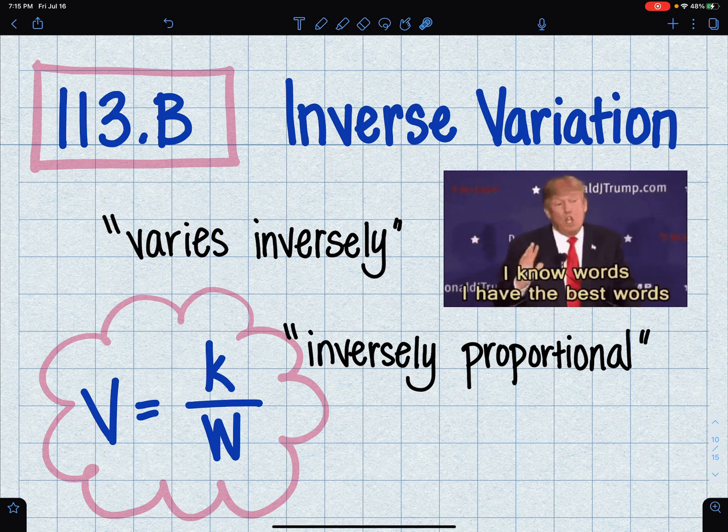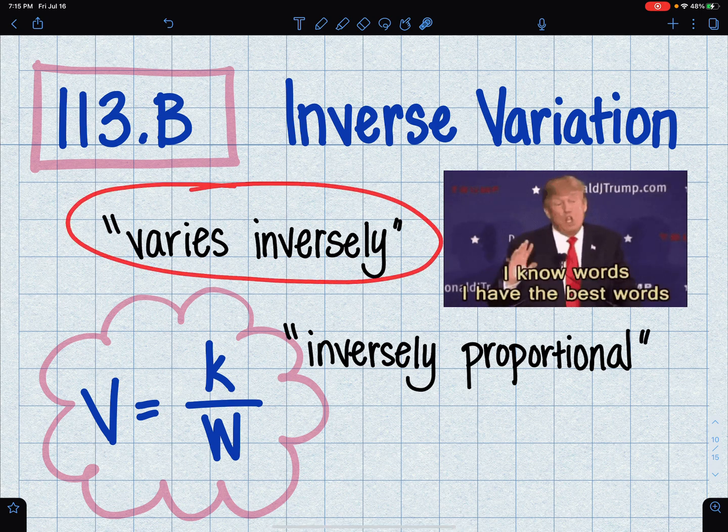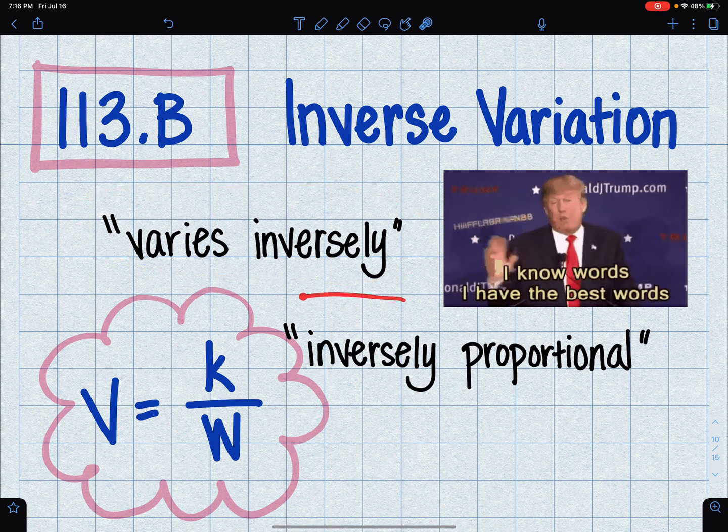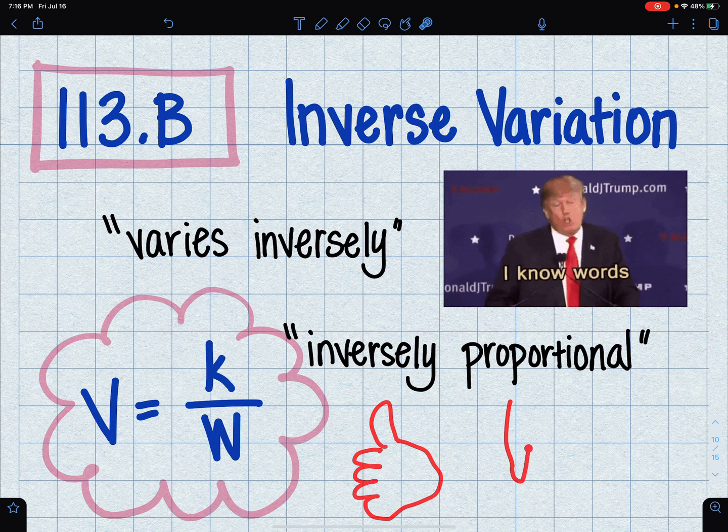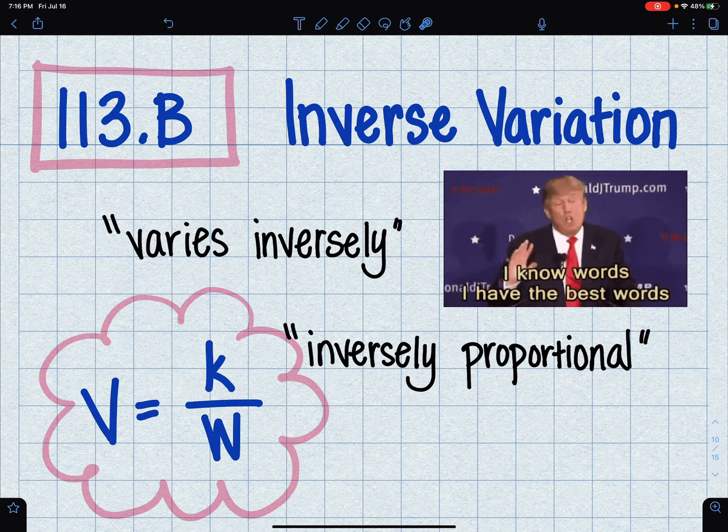So whenever you see these words, varies inversely or inversely proportional, then you know that this is only giving 1 thumb up. It's like the inverse universe, okay? 1 thumb up, 1 thumb down.